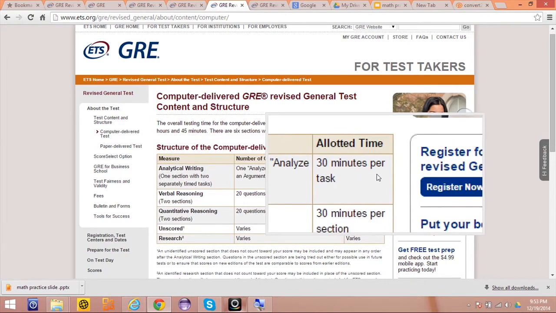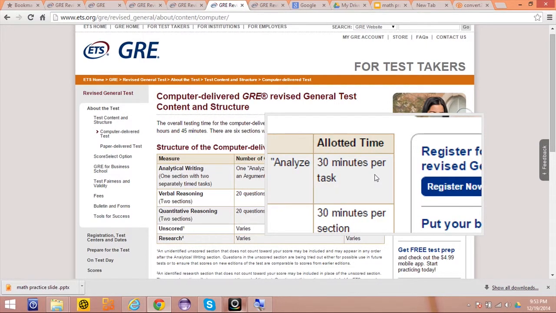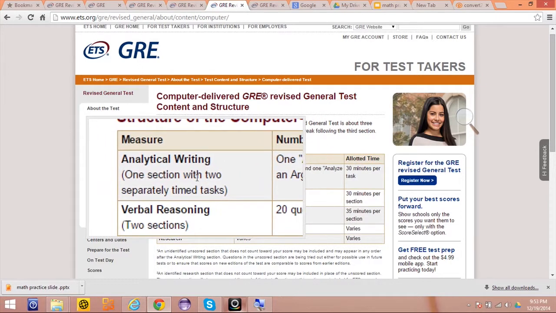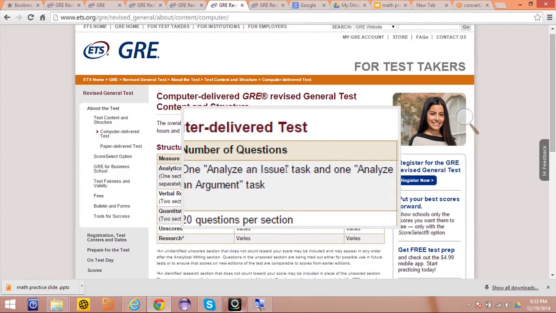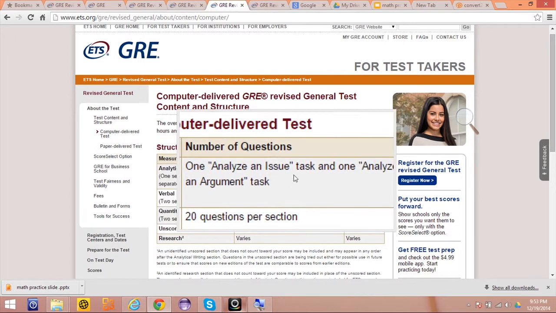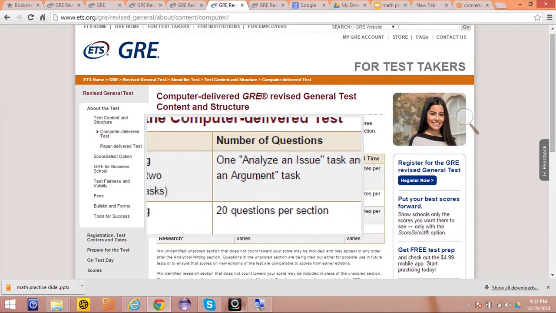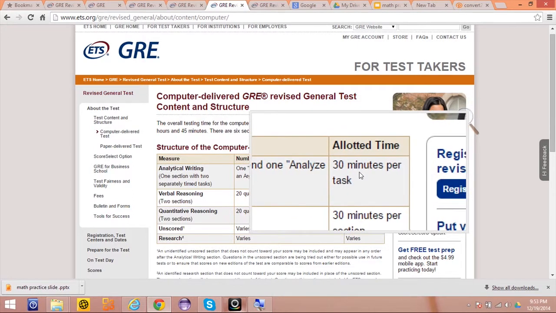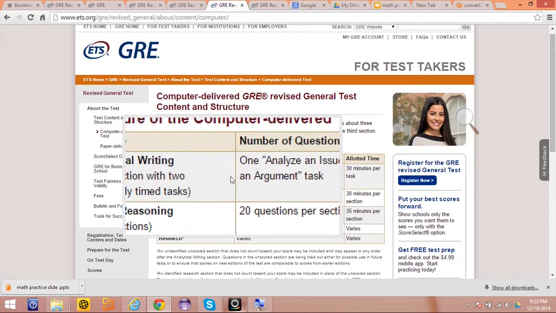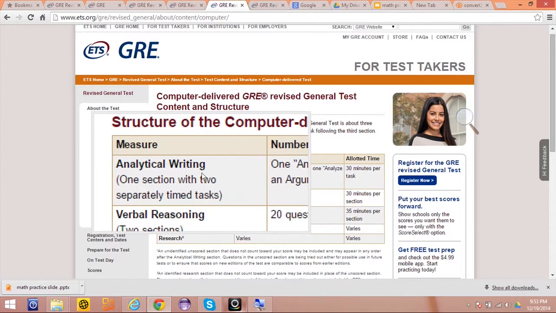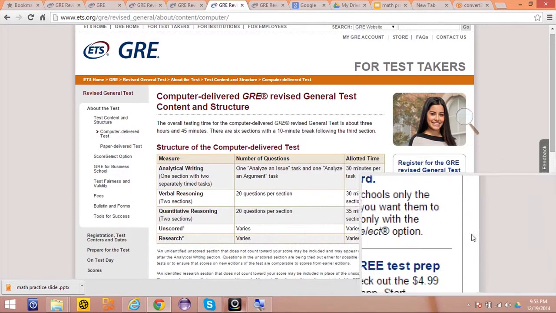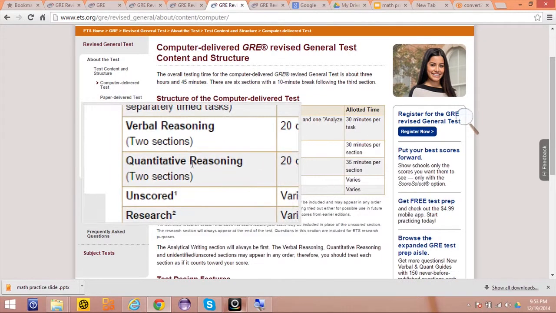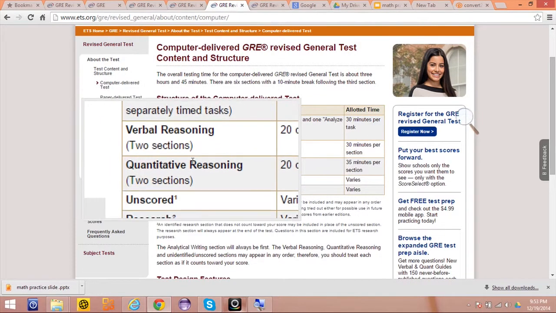So you have 30 minutes per task. That gives you 60 minutes for the analytical writing. Okay, 30 minutes to analyze an issue, and 30 minutes to analyze an argument. Okay, 30 minutes per task. That gives you 60 minutes for this section. Analytical writing comes first, but after that it's possible to have the verbal reasoning or quantitative reasoning.